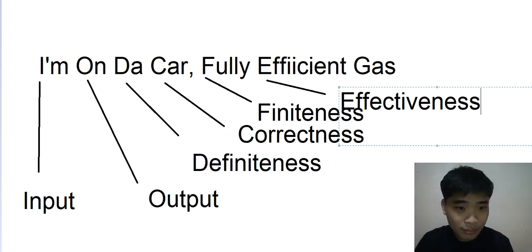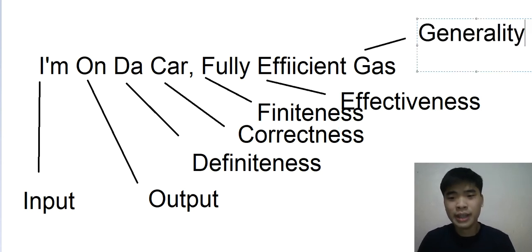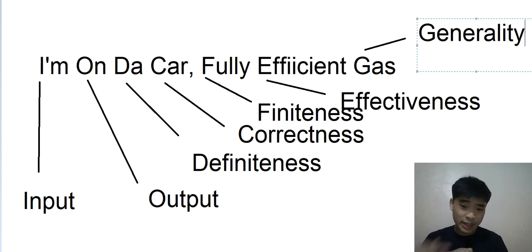Then the next one is generality, the last property. An algorithm should not be only for a specific data set. If we change the values of the data set, the algorithm should still be able to perform the solution on that data set, even if it is changed.